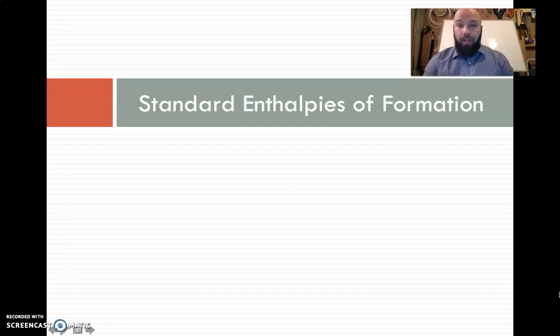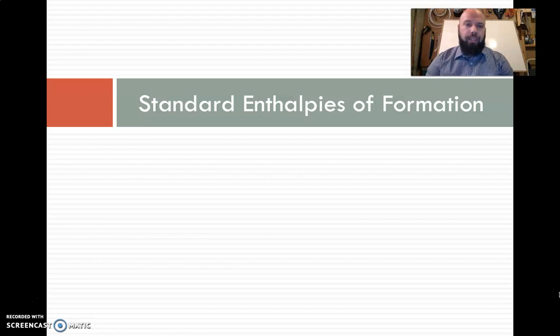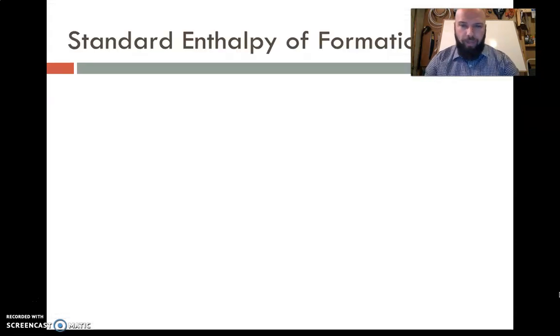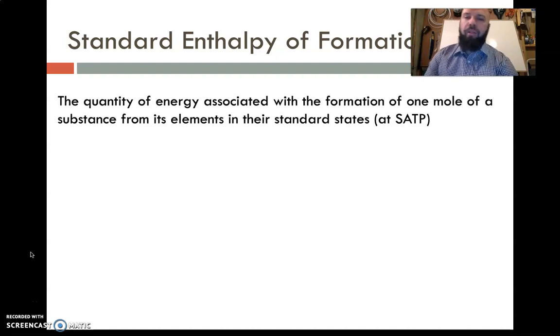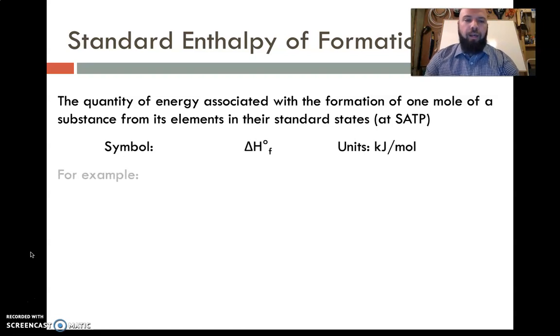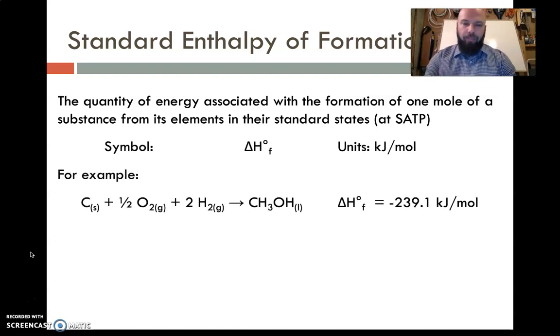kilojoules. This concept we're going to talk about in this video is the standard enthalpy of formation. So the standard enthalpy of formation is a constant value associated with the formation of 1 mole of a substance from its elements at SATP. What that means is, for example, something like methanol here, you would take carbon, a half mole essentially of oxygen, and 2 moles of hydrogen gas to form methanol.